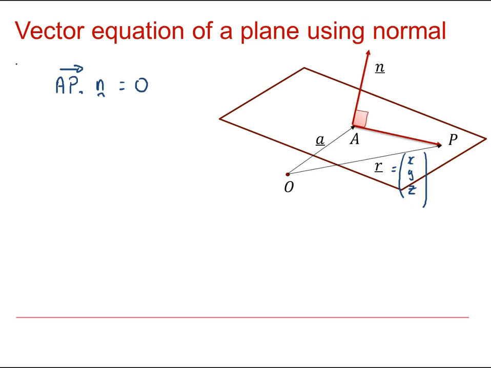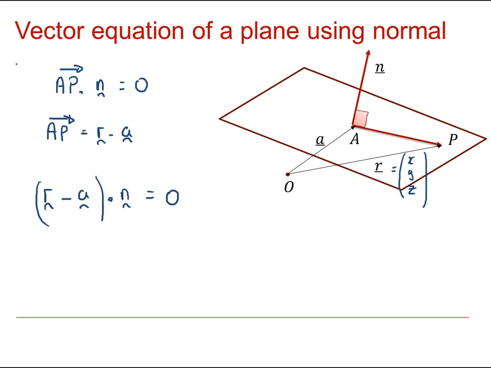But we can calculate the vector AP as being the vector R minus A. So that's coming back along from R to A, and therefore AP is equal to R minus A. Now remember that R is just our vector x, y, z, and A is a known point, so that we know the values of the parts of the vector for A. So the equation of the plane then can be written as R minus A dotted with the normal vector is equal to 0.